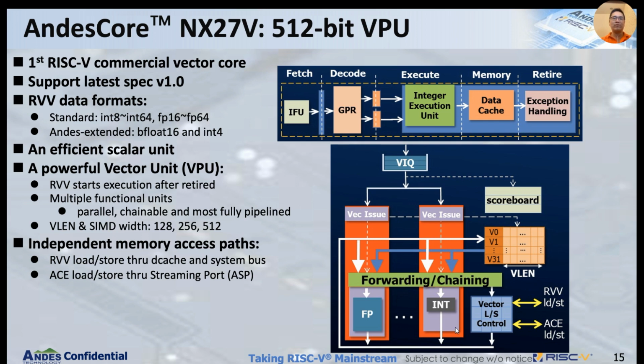There are two different independent ways in which external data can be fed into the VPU. One way is through the RVV load and store instructions to load the data from the data cache or system bus into the VPU. Another way is through the Andes custom extension, by instantiating an Andes Streaming Port, ASP, and then using the ACE load and store instructions to load the data externally into the VPU, thereby lifting the overall VPU performance.